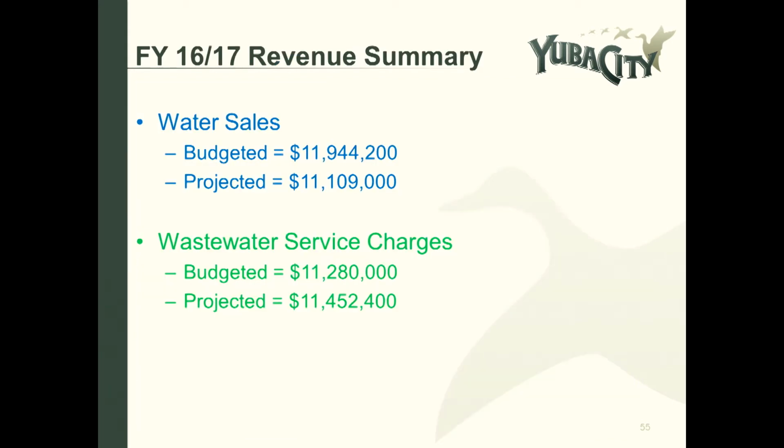And so how did that impact our water sales? We had budgeted $11.94 million for water sales, and our projected is $11.1 million. And then for wastewater services, we budgeted $11.28 million, and our projected is $11.45 million. So we're pretty close to being on track with wastewater.